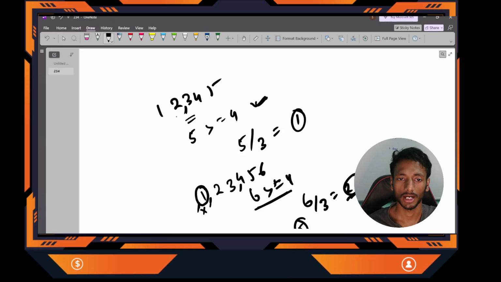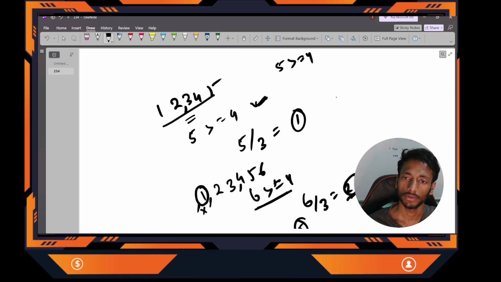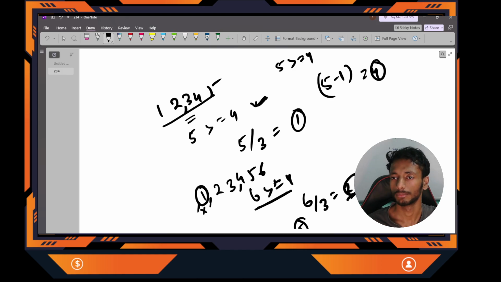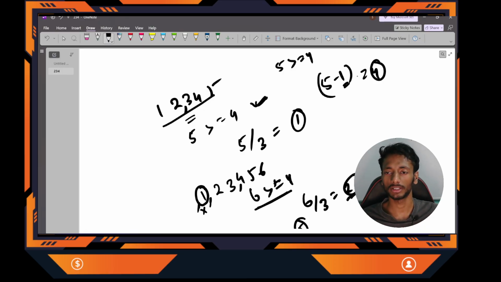Now similarly, you can check the previous test cases also. Suppose I have 5 digits. This is greater than or equal to 4, correct. That means we have at least one comma. First of all, 5 minus 1, which is 4 digits, because I should have at least one digit before any comma on the left-hand side. So that digit cannot be used in the calculation. 4 by 3 is 1. So this is also correct for this test case.